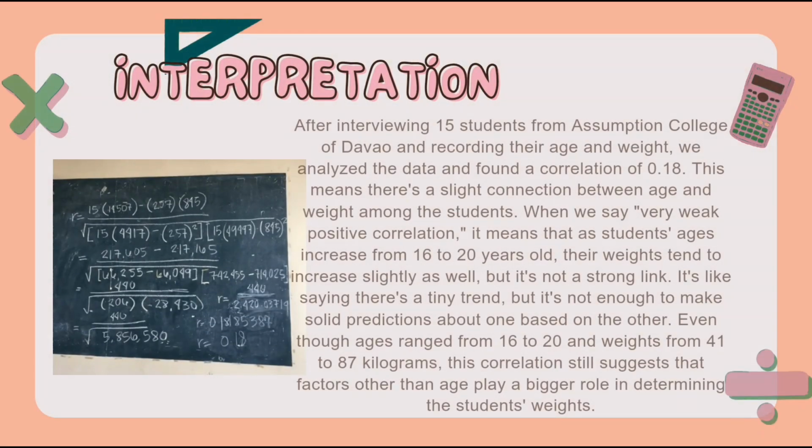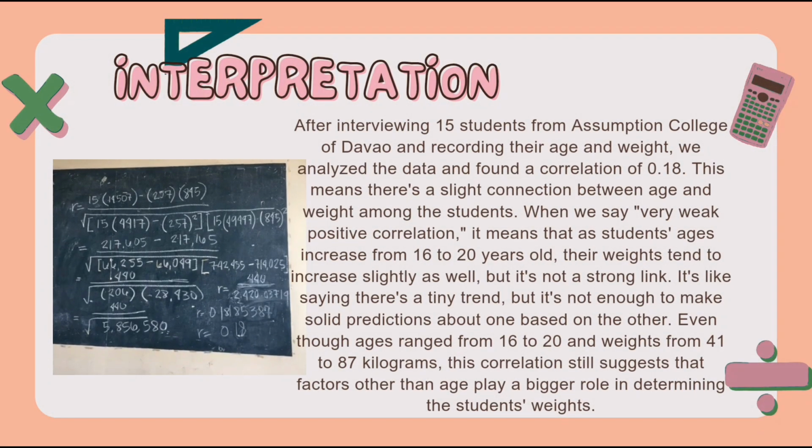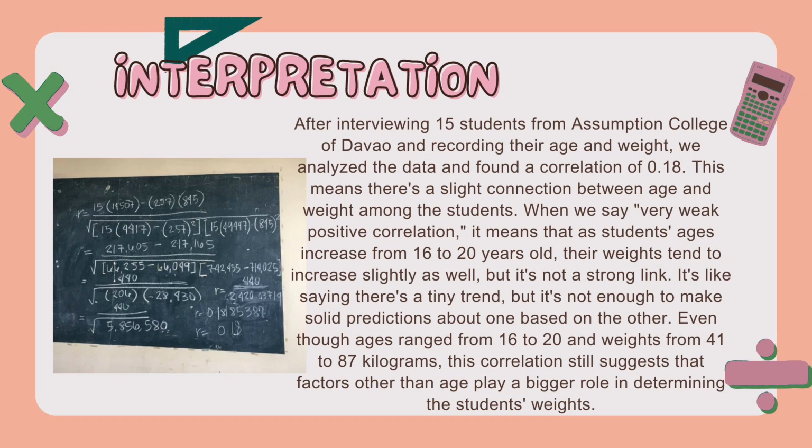After surveying 15 students from Assumption College of Davao and collecting data on their age and weight, we calculated a correlation coefficient of 0.18. This figure indicates a very weak positive correlation between age and weight among the students. In simple terms, as the students' age increases within the range of 16 to 20 years old, there is a slight tendency for their weights to also increase. But this relationship is minimal and not significant.